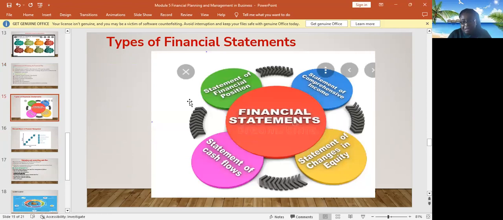Types of financial statement. There are so many different types of financial statement. We have here the statement of income. That's one of the financial statements. We have the statement of equity.